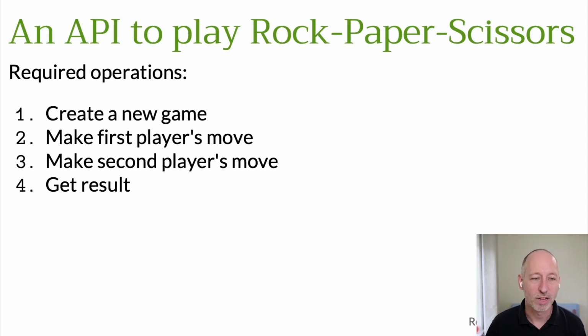We need to create the new game, we need to make the first player's move, we need to make the second player's move, and we need to get the results. That's pretty much it. It's nice and simple. So how would that work out as an API? So let's work that through.